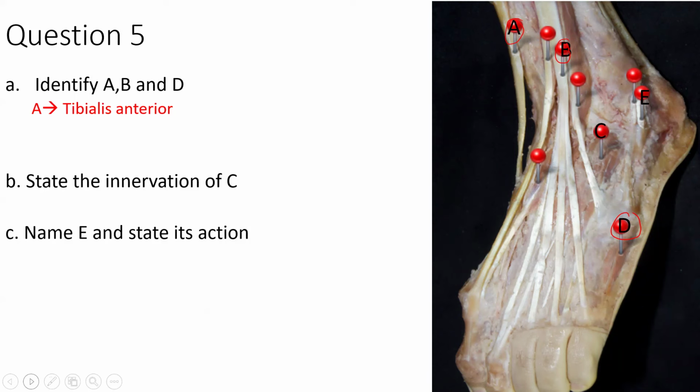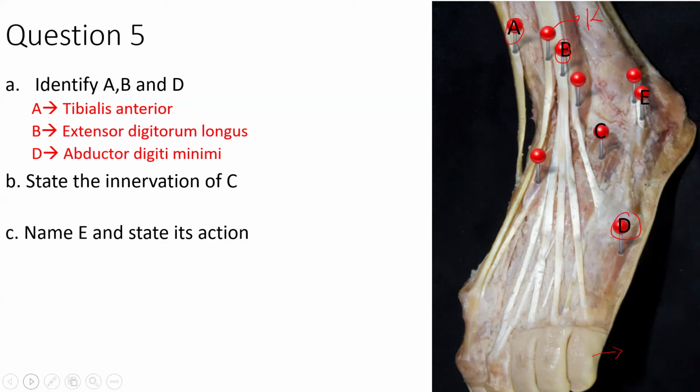Okay. B, you can see it's the third structure. We have this structure, which I'll name as K. So K there would be extensor hallucis longus. So B is now extensor digitorum longus. And then D here is not part of that compartment. It's this structure attached to your small toe, which helps that small toe to move outwards. So it abducts the small toe. So it's the abductor digiti minimi.